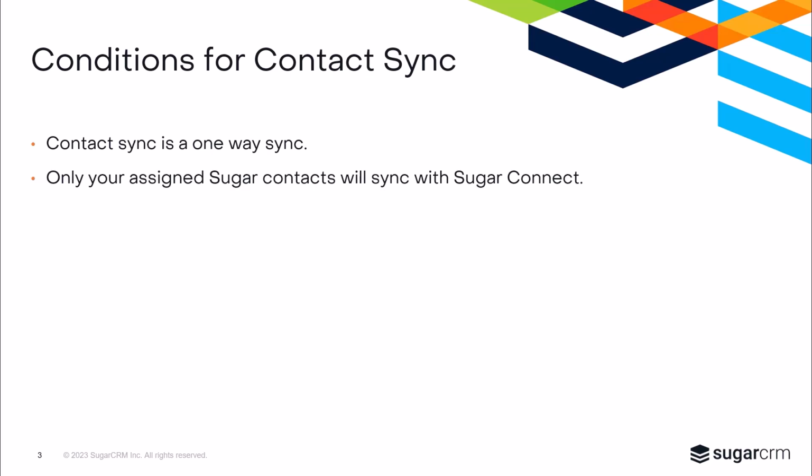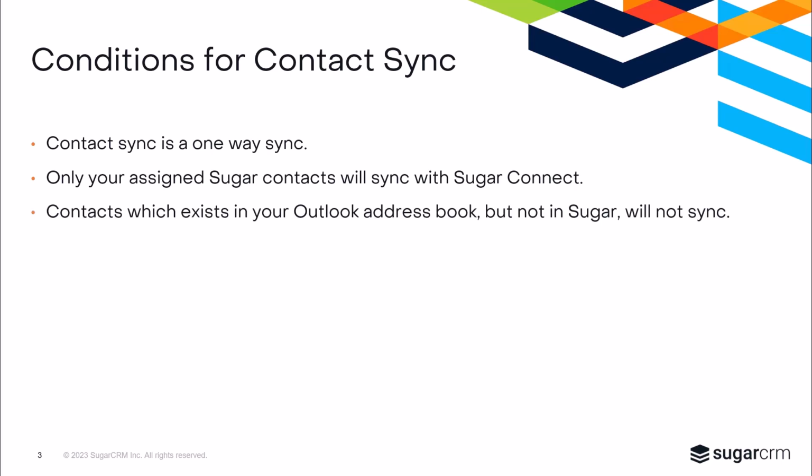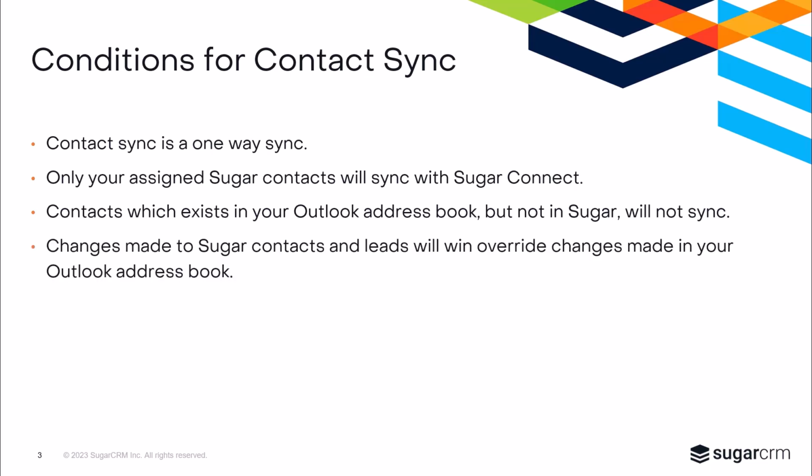Only leads and contacts that are assigned to you will sync to your Outlook address book. Contacts that exist in your address book but not in Sugar will not sync to Sugar during the sync process. The contact sync time interval is set to every hour or every 15 minutes depending on your subscription plan. If you're not sure which it is, you may want to check with your Sugar administrator.